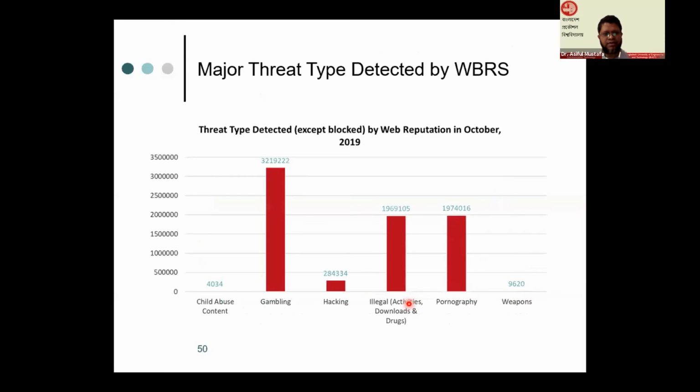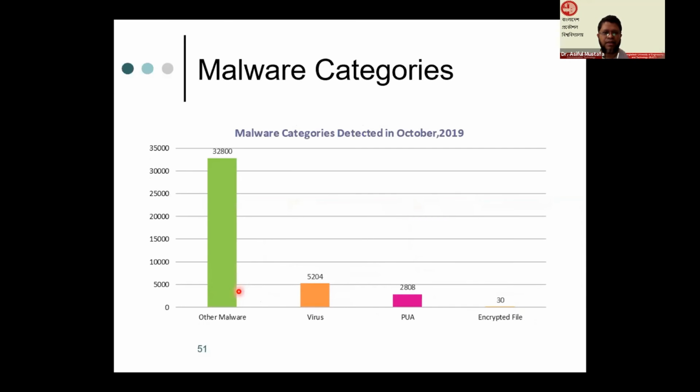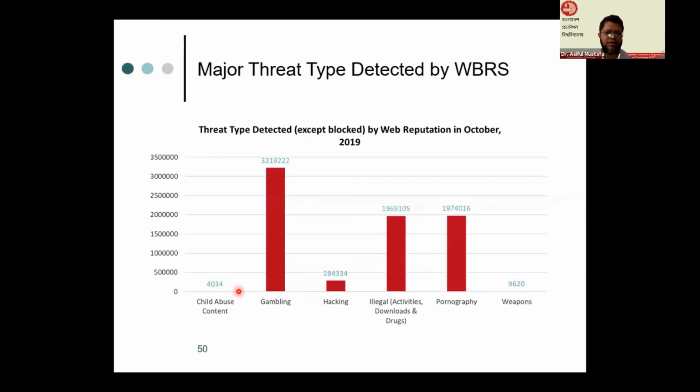There is another type of attack that was not blocked, but it was detected after further analysis. So we see different types of attacks. We see gambling sites. We see hacking attempts. We see illegal downloads from illegal sites, like movies or other content. We see pornography sites. We see weapon-related blocking, and also we see some child abusive content related attacks as well. So this is for October. We see a similar trend in other months as well.